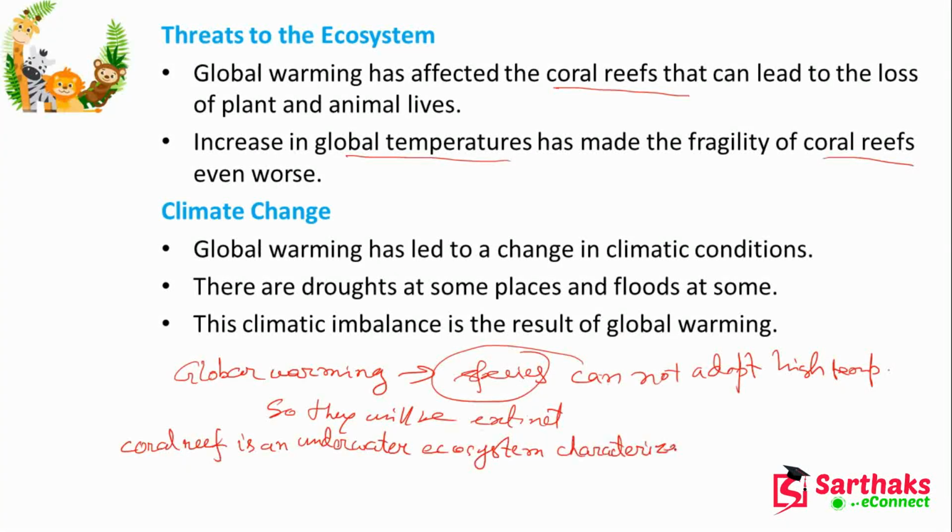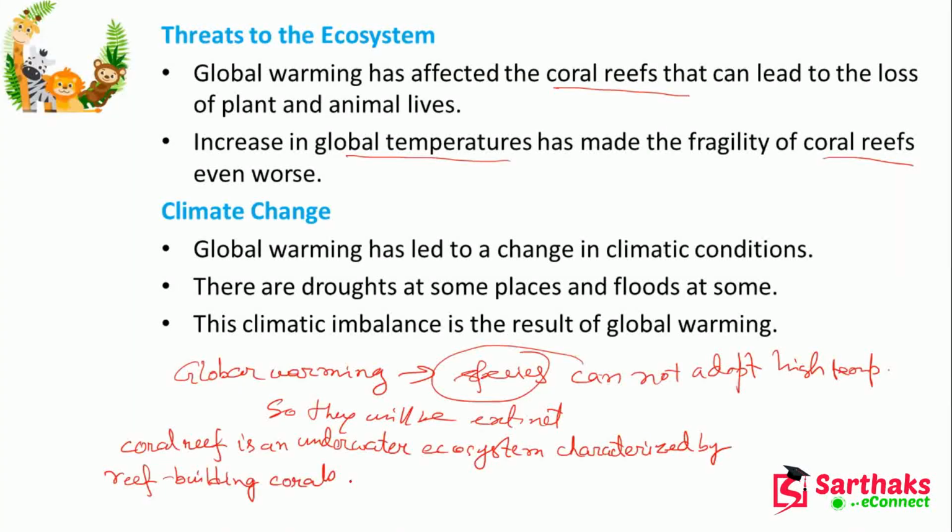characterized by reef building corals. And reefs are formed of colonies of coral polyps and held together by calcium carbonate. And most coral reefs are built from stony corals, whose polyps cluster in groups.